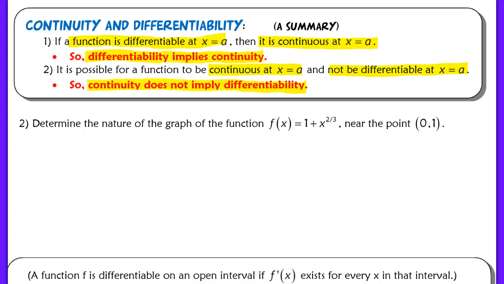It says determine the nature of the graph of the function 1 plus x to the 2/3 near the point (0, 1). Okay, so first off, our function is continuous. And the reason why it's continuous, we need to show this. f of 0 is going to be equal to 1, right? If I just plug in 0 here into the function. And the limit as x approaches 0 of our function is also equal to 1, because I can just evaluate that by plugging it in here, and I don't get that indeterminate form. So these are equal, which means our function is continuous.